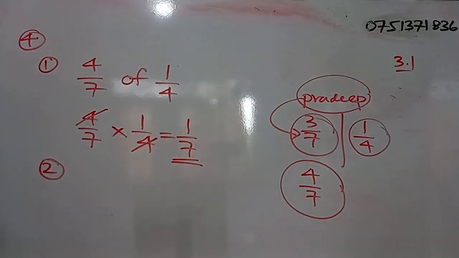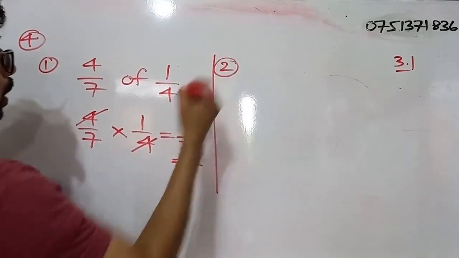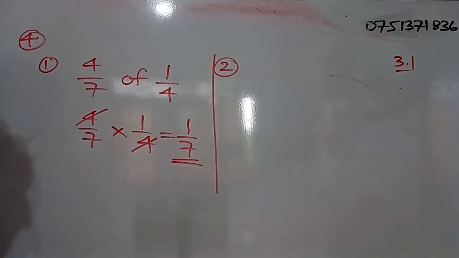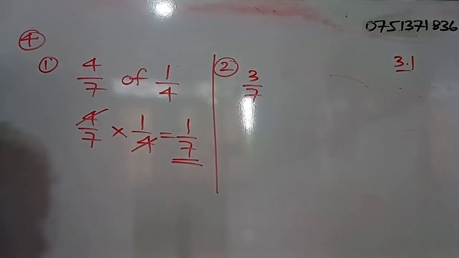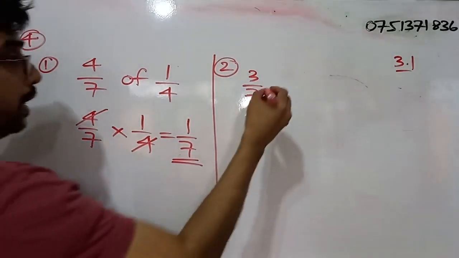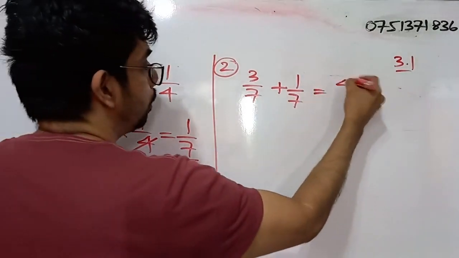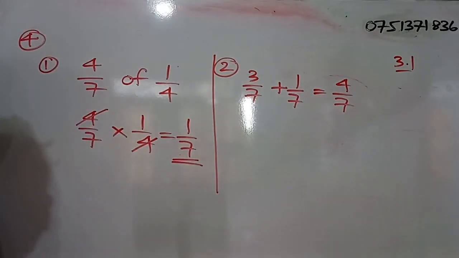Okay, part 2. Show that Pradeep now owns more than half of the plot of the land. So I will come to this side. So this is part 2. At the moment, after he bought this part of land, what is the total amount of land that he has as a fraction? So before he had 3 sevenths. Then he bought another seventh, right? Then what is the total amount? 4 sevenths, right?